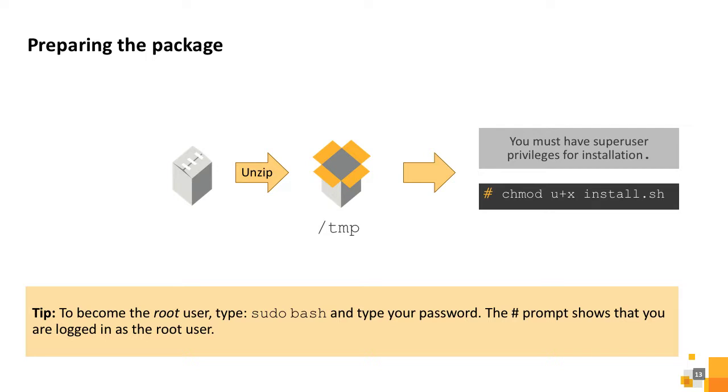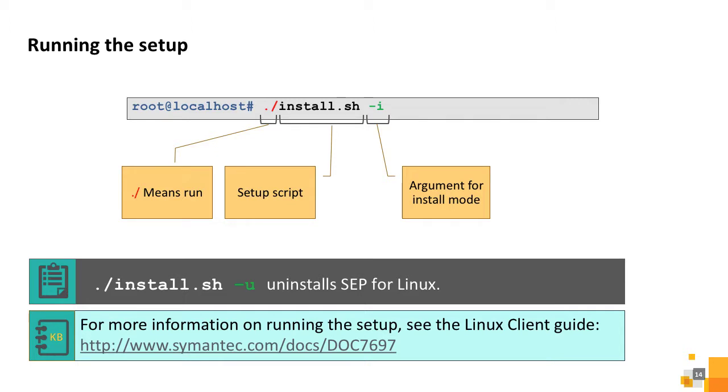After the package is extracted, you must correctly set the execute file permissions on the installer script, install.sh, by typing the command chmod u+x install.sh. From the /tmp folder where the installer is decompressed, run the command ./install.sh -i. The installation runs pre-checks. Then, if all requirements are met, the installation proceeds and the SEP for Linux client is installed. You must be logged in with superuser privileges to perform this last step.